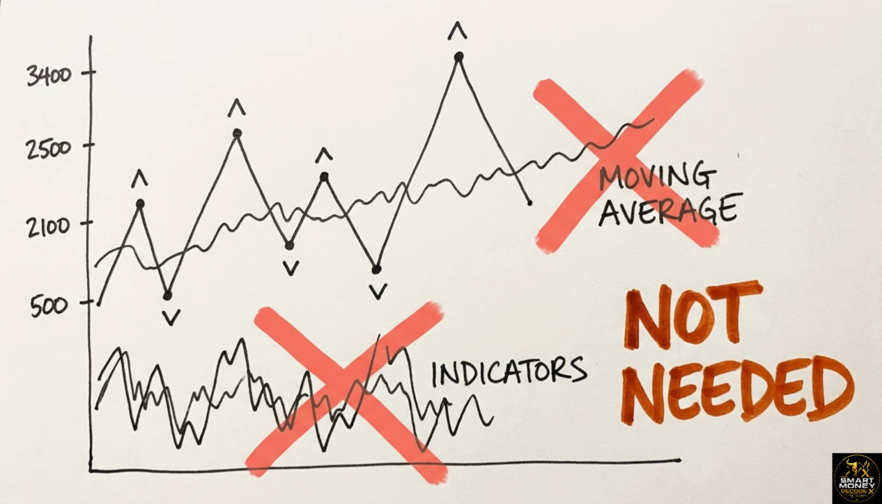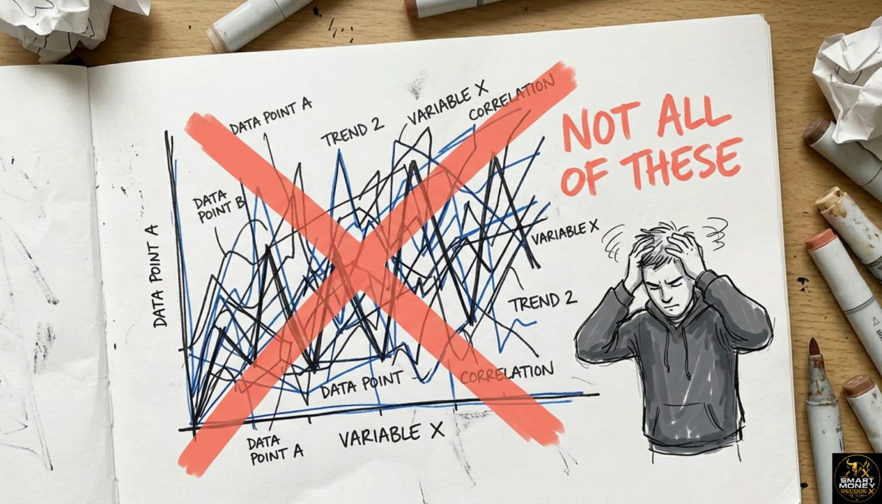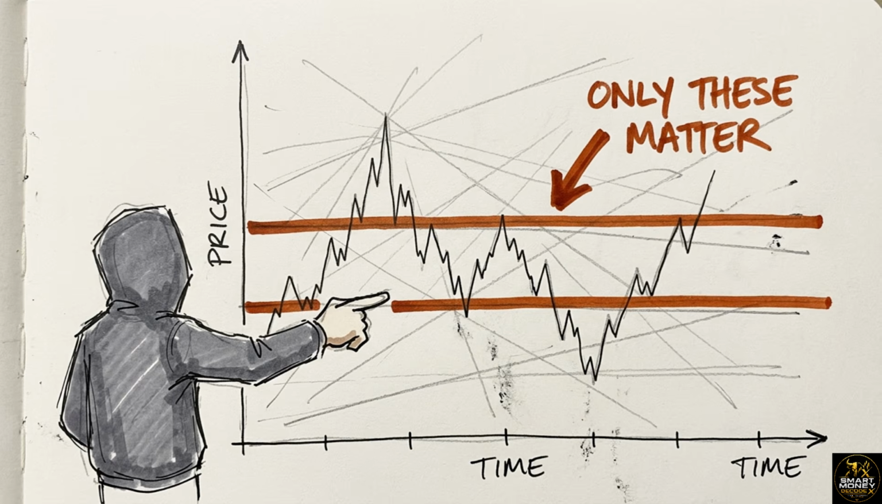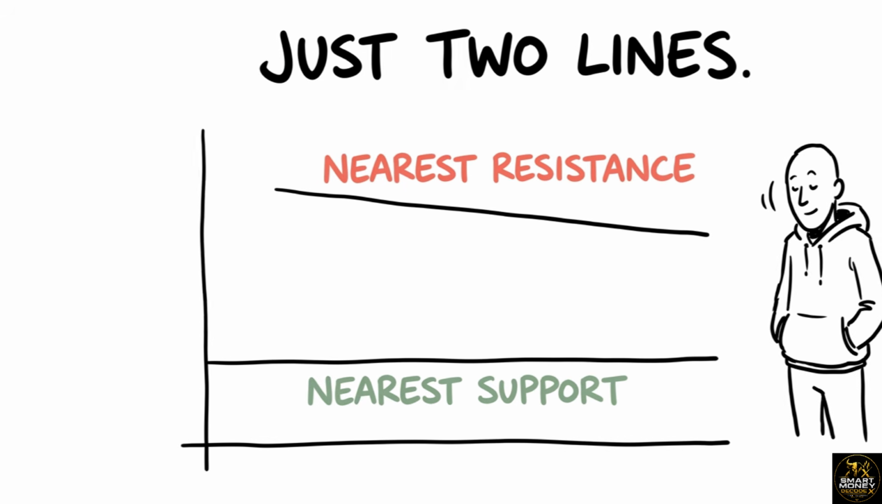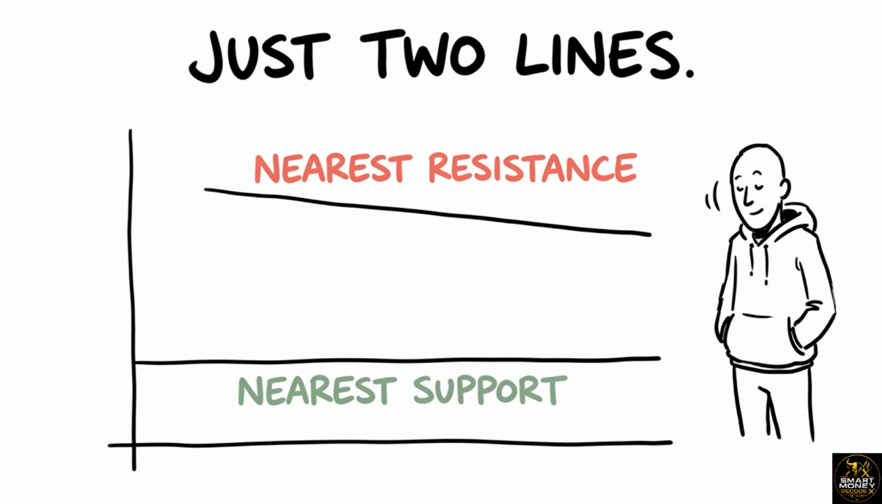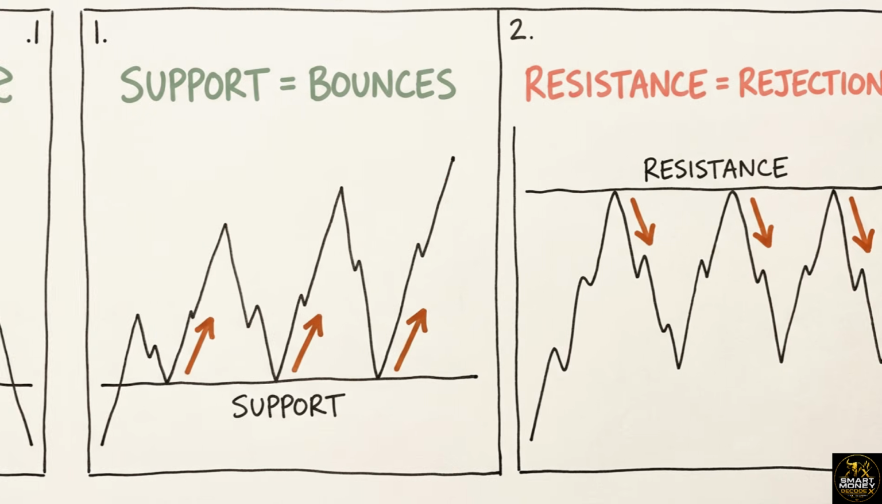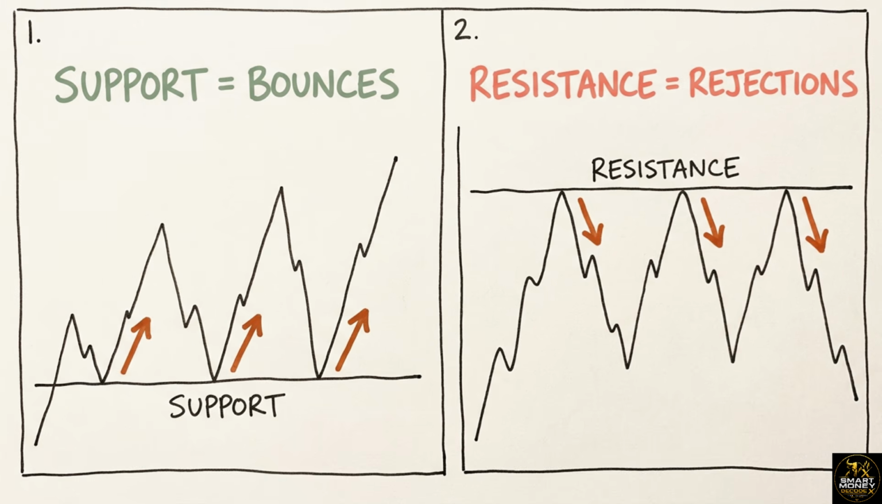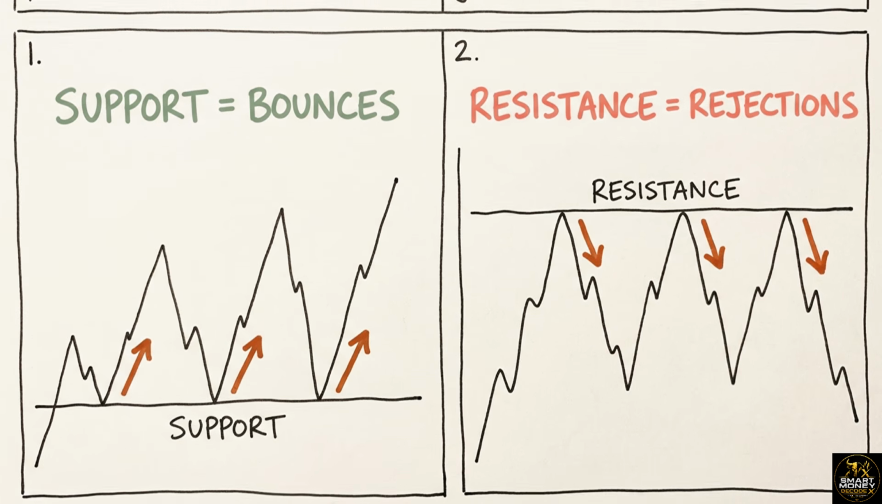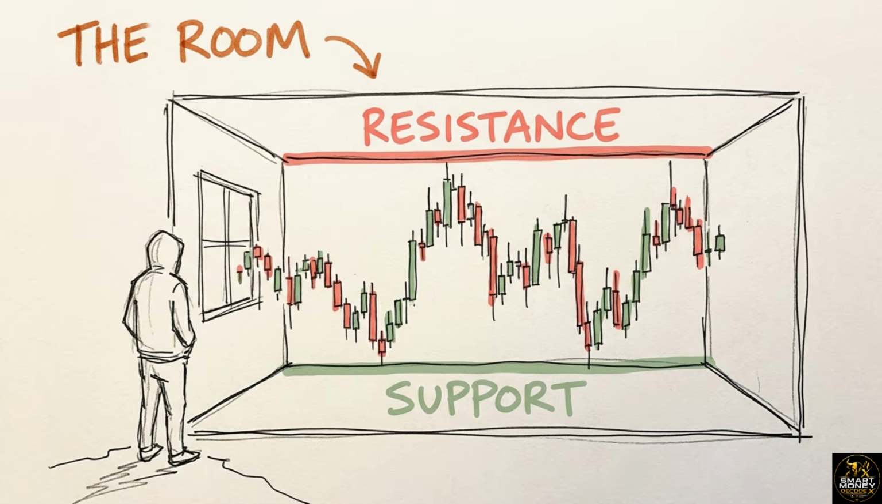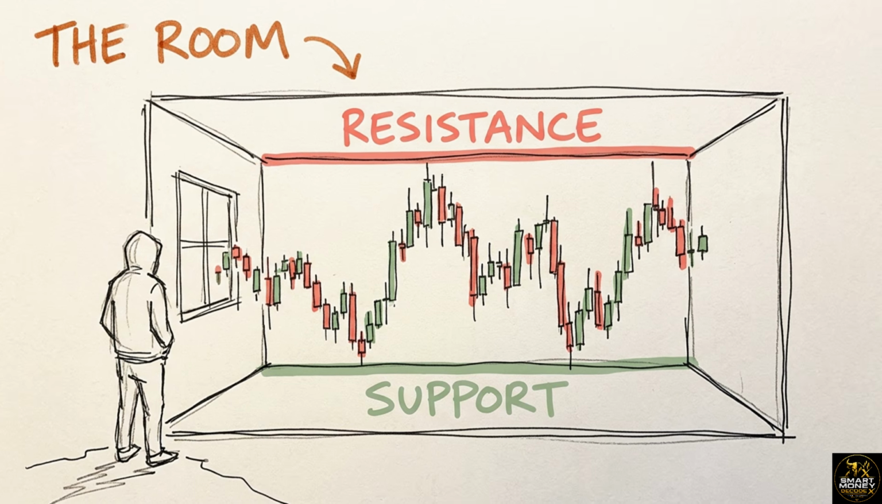Structure means the key levels that matter right now. Not every level. Not every line you can possibly draw. Just 2 things. Where is the nearest significant support? Where is the nearest significant resistance? Support is where price has bounced from before. Resistance is where price has been rejected before. These are the walls of the room price is currently moving in.